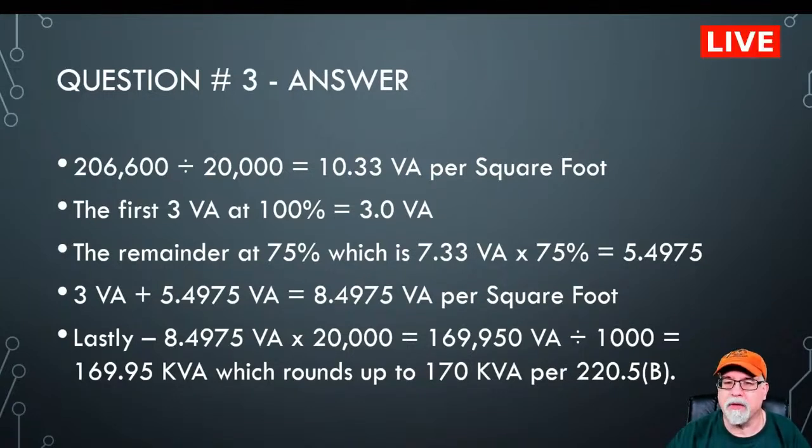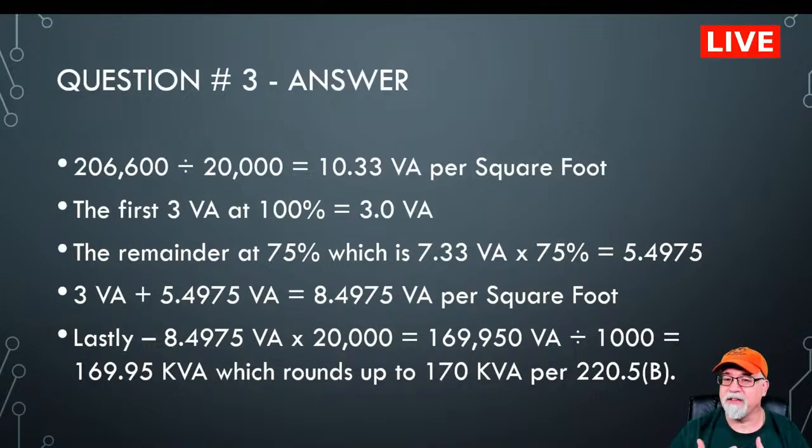That's the remainder. Now we're going to apply 75% to it. That is 7.33 VA times 75%, as it said in the code, and that is 5.4972 (about 5.4975). Now, that is the remainder. What do you think you do? Add the two back together. Take the original 3 and the 5.4975, add them together, and that is 8.4975 VA per square foot.